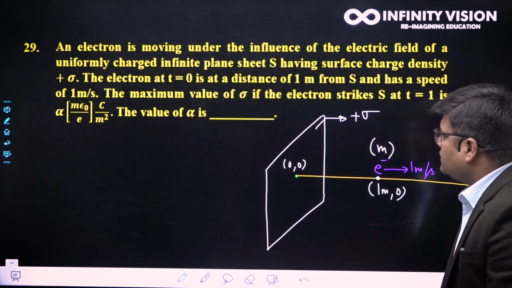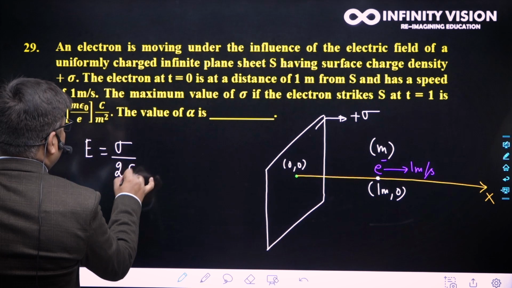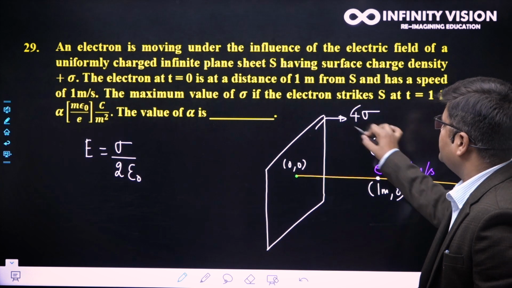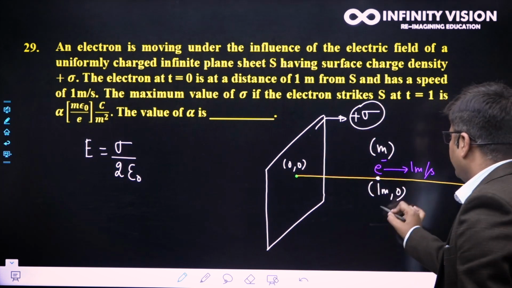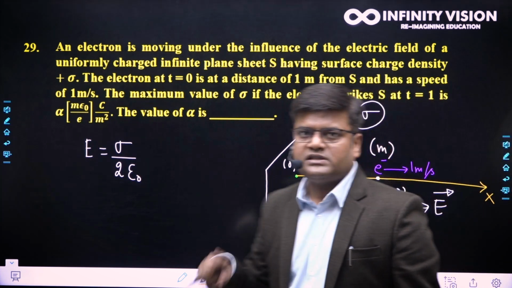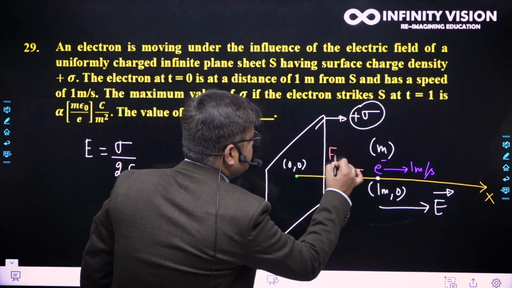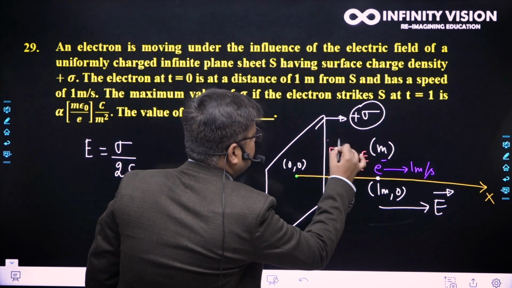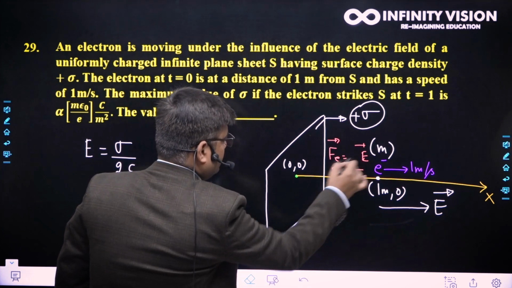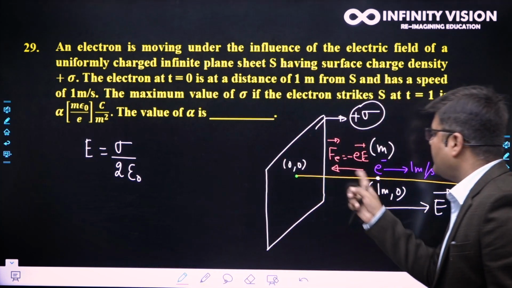Now we know that the electric field due to the sheet is sigma upon 2 epsilon naught. Since it is a positively charged sheet, with charge density plus sigma, the electric field will be away from the sheet. So here the E vector will be in this direction. Since the charge on the electron is negative, the force on the electron will be acting in the backward direction. This force is Q into E, which is minus eE. It will act in the backward direction.